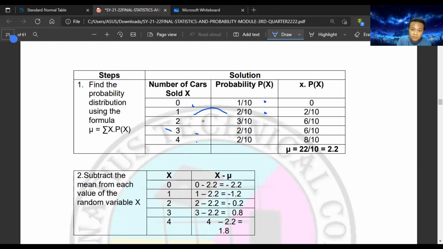Multiply these, and that is your answer. Okay, and then add all of these. Add all of these: 2/10, 6/10. Add them all. And then you will get 22/10, which is 2.2. So that now is your mean. Okay? So, that's the mean of your data.